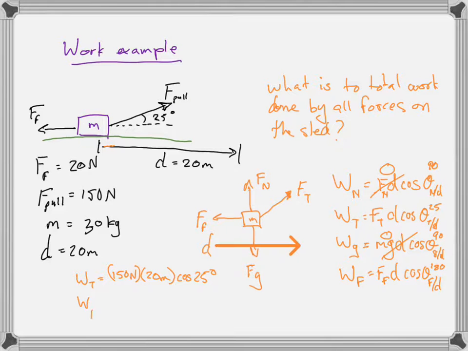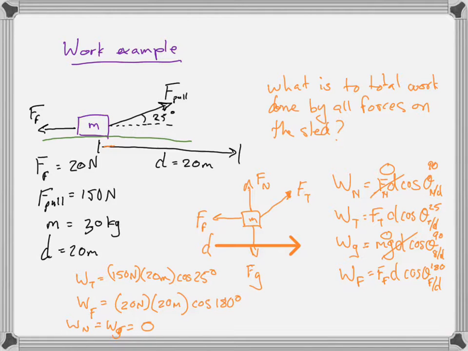And then the work done by the frictional force is equal to the magnitude of the frictional force, which is 20 newtons. I reused the number, but anyway, it doesn't matter. Times the magnitude of the displacement, 20 meters, times the cosine of the angle between the frictional force and the displacement, which is 180 degrees. And then the work done by the normal force and the work done by the gravitational force are both equal to 0.